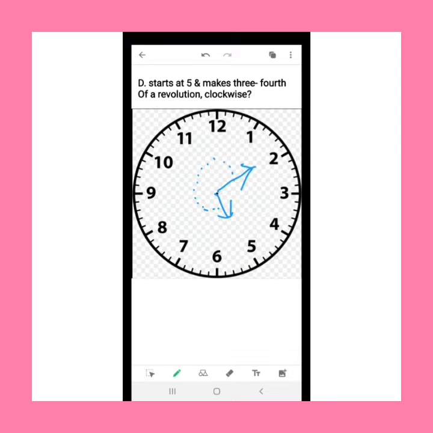So this will be your 3/4 revolution. It means only 1/4 part is remaining out of a complete revolution, that is 3/4. So the answer will be at 2. 3/4 you can say it is making 270 degrees of angle in this clock.